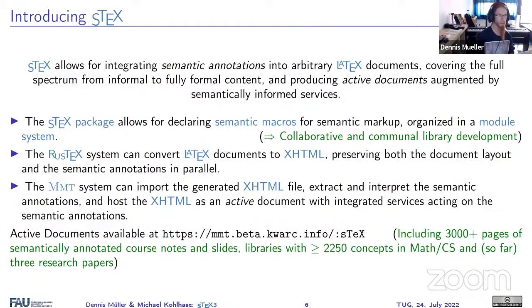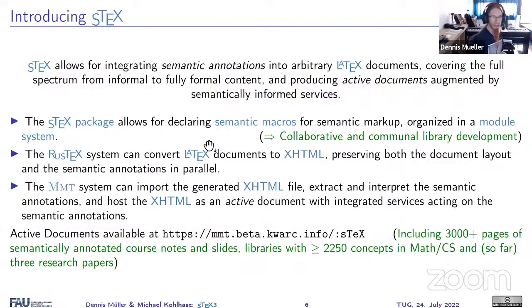And then afterwards, the MMT system, another piece of software, can import this HTML. It can extract all of the semantic annotations, construct the fully formal syntax trees, so you get a fully formal representation of whatever you typed in there, and then can serve the HTML and augment it with various services that act on the semantic annotations.